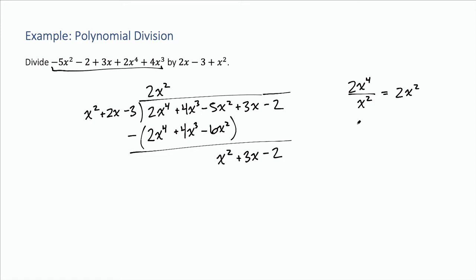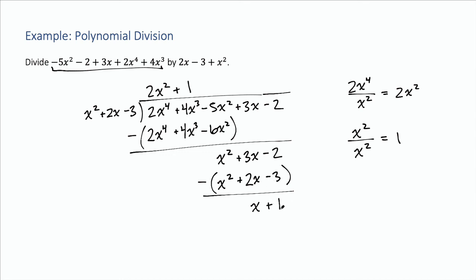We take our first term here, x squared, and we divide by this first term here, which is x squared. X squared divided by x squared is 1. We have plus 1. And we take that plus 1 and multiply by this divisor. 1 times x squared is x squared. 1 times 2x is 2x. And 1 times negative 3 is negative 3. When we subtract, x squared minus x squared is 0. 3x minus 2x is x. And negative 2 minus negative 3 is negative 2 plus 3, which is a positive 1.